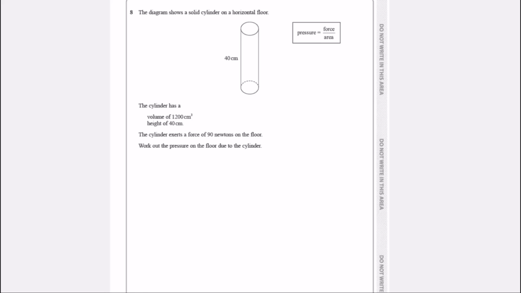Question 8. The diagram shows a solid cylinder on a horizontal floor. The cylinder has a volume of 1,200 and a height of 40. The cylinder exerts a force of 90 newtons on the floor. Work out the pressure. So pressure is force over area. We've got the force, which is 90, so we need the area. We need to know the area of the cylinder that's in contact with the floor, so the area of the base.